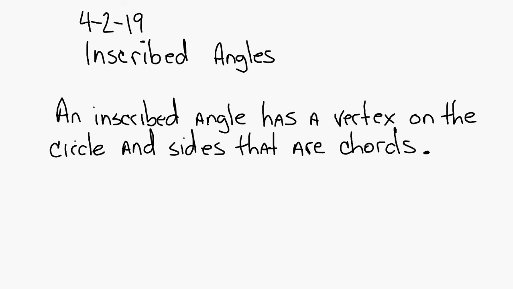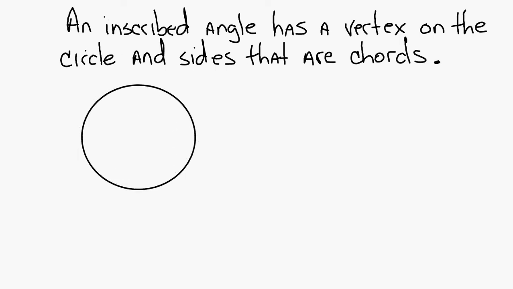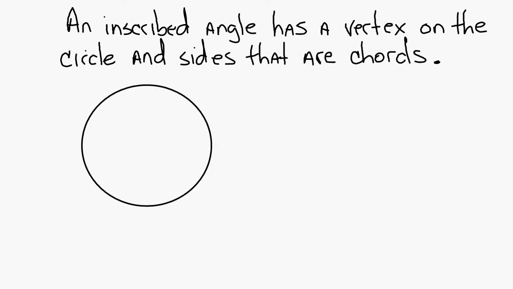So a couple of pictures of an inscribed angle. In this circle right here, this is an example of an inscribed angle. Its vertex, point B, is on the circle, and its sides, side AB and side CB, are both chords. Okay?